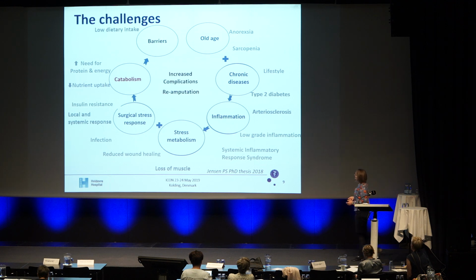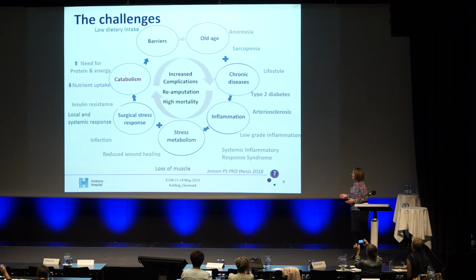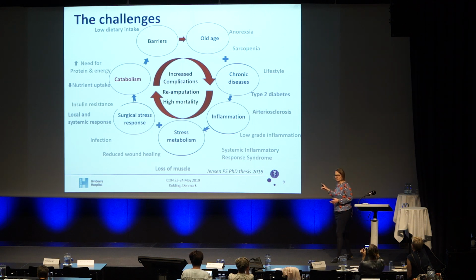And what does that leave us with? It leaves us with increased complications, increased risk of reamputation, and of course, a very high mortality. So this is the reason why the high mortality is seen in this group, because the patients are suffering from severe illness. I have presented this as if it may be linear, but it's not. It goes both ways, because when you have the barriers, you have the old age and so on, and it all goes around, as you can say.